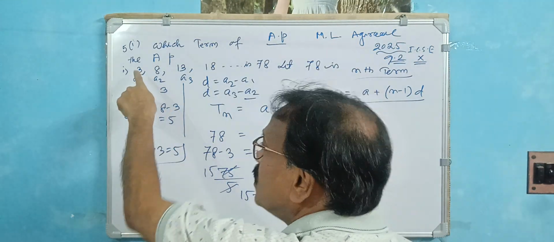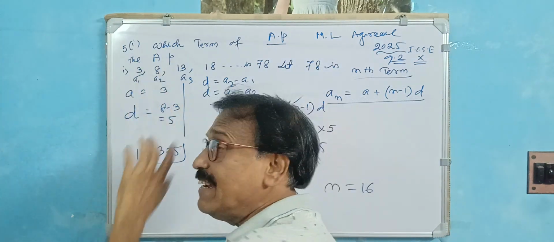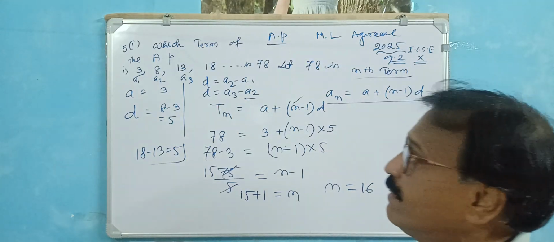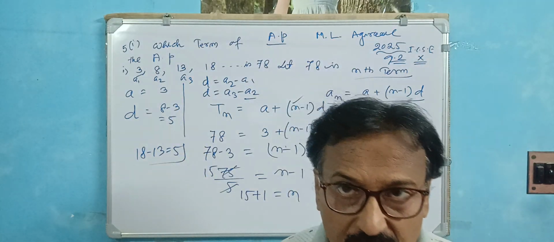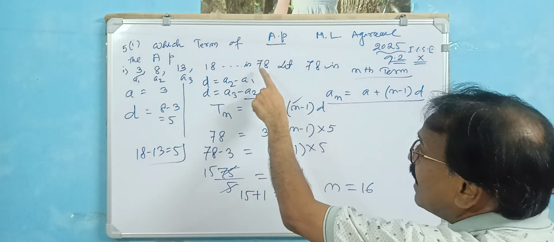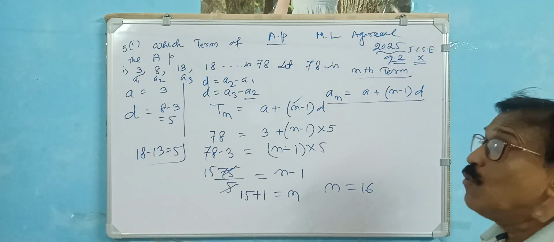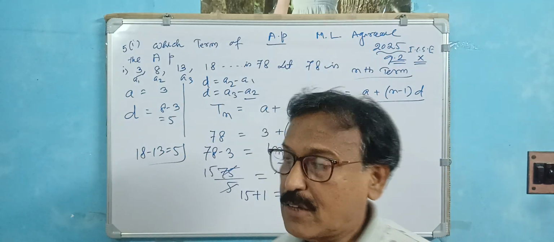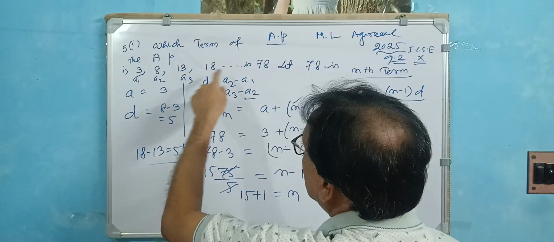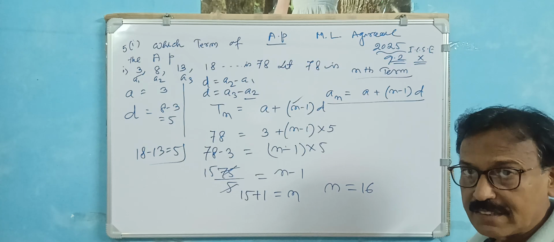Suppose 3 is the first term, what is the value of the first term? This is 3. 8 is the second term, the value of the second term is 8. The value of the third term is 13. Same as that, what is the value of the nth term? This is 78, it's given. Now you find out what the term is, the value of n. This is the first term, second term, third term, fourth term. So 78 is the 16th term.